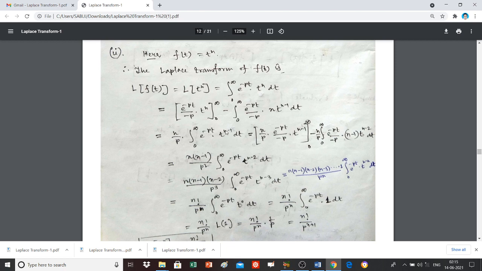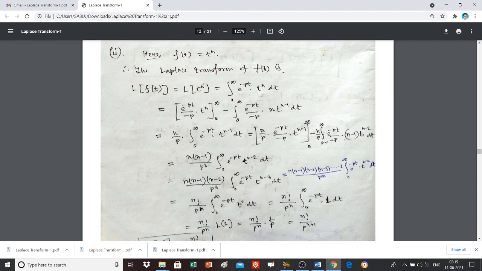This term will give you n minus 1 t to the power n minus 2. That is here, n minus 1 t to the n minus 2, and integration of this term, that is minus pt e to the minus pt by minus p. So that is equal to n into n minus 1 from here. For t equal to infinity, this term will give you 0 result, and for t equal to 0, this term will give you 0 result. That is, this term is actually 0.